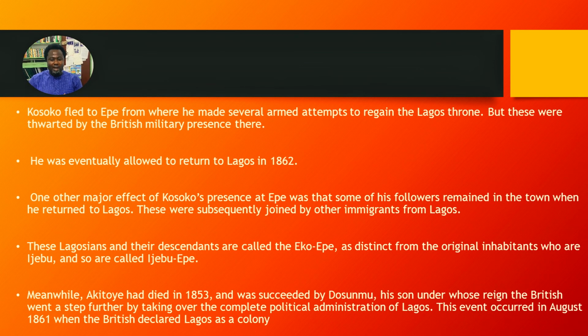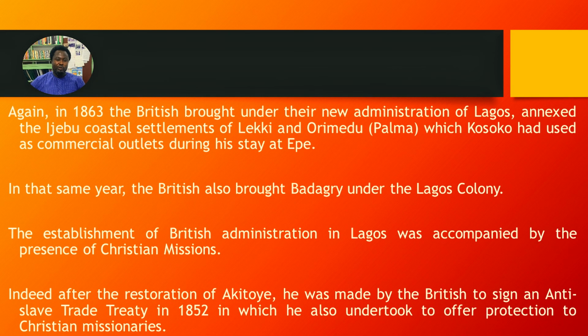annex Lagos, and of course took over Lagos, in which the complete political administration of Lagos under the British took place. So this event occurred in August 1861, when the British declared Lagos as a colony of the British.